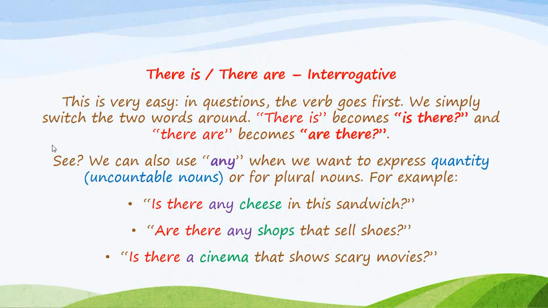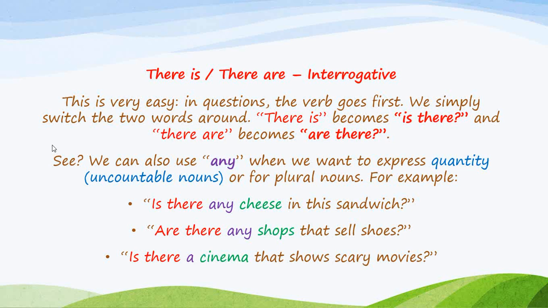Now, for using the phrases there is and there are, but in the interrogative form, we're going to do it this way, okay? This is very easy. In questions, the verb goes first. We simply switch the two words around. Now, there is becomes is there, and there are becomes are there.